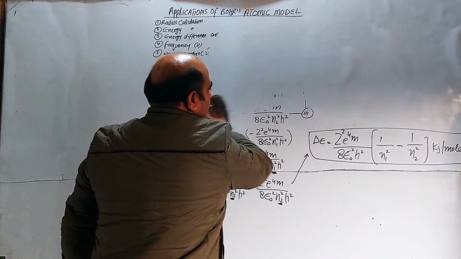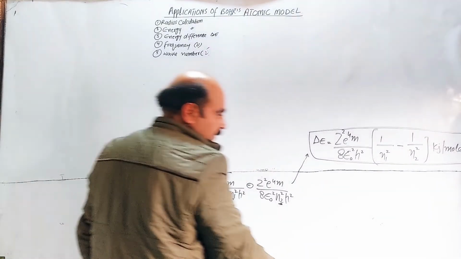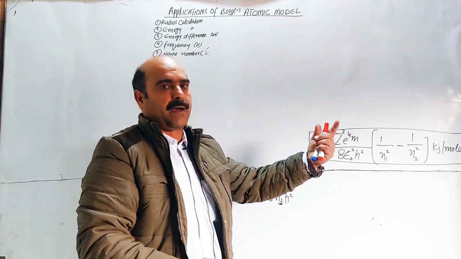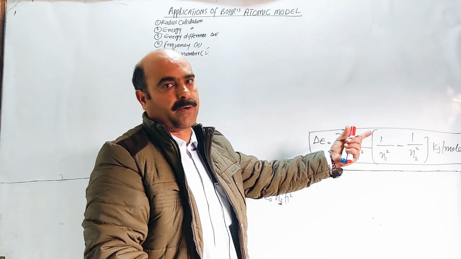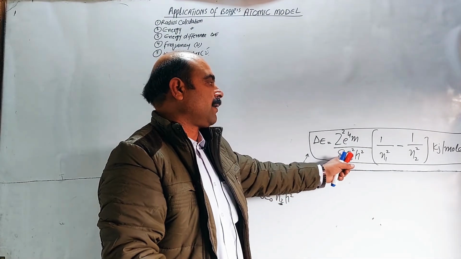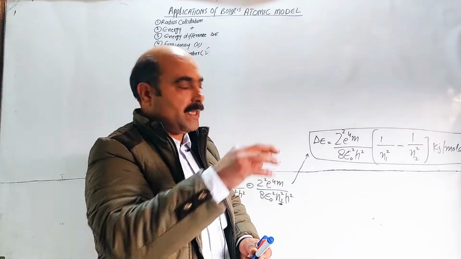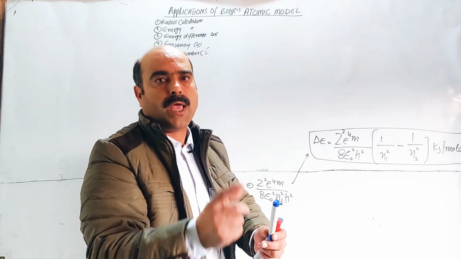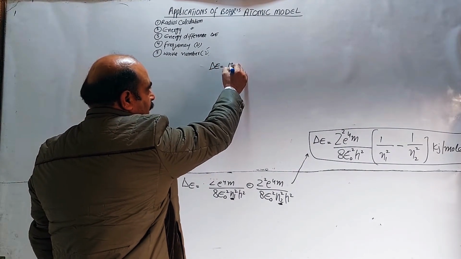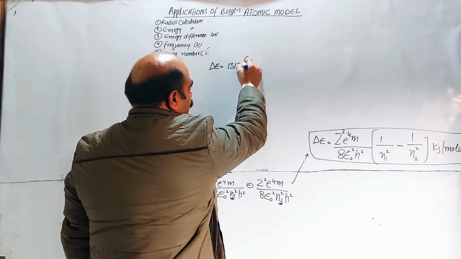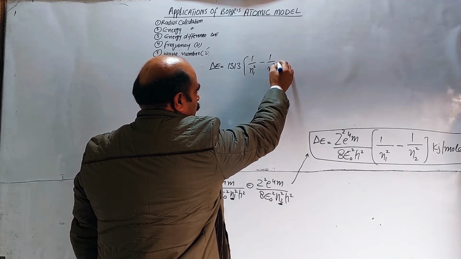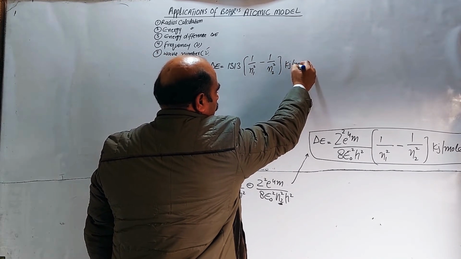In order to calculate the energy difference between the two orbits, the application is simple, students. The constants, the atomic number of hydrogen, which is one, the charge on electron, mass of electron, 8 epsilon naught, and Planck's constant, are put in. After calculation we will get delta E is equal to 13 into 1 over n1 square minus 1 over n2 square, and the kilojoule per mole unit will be used.